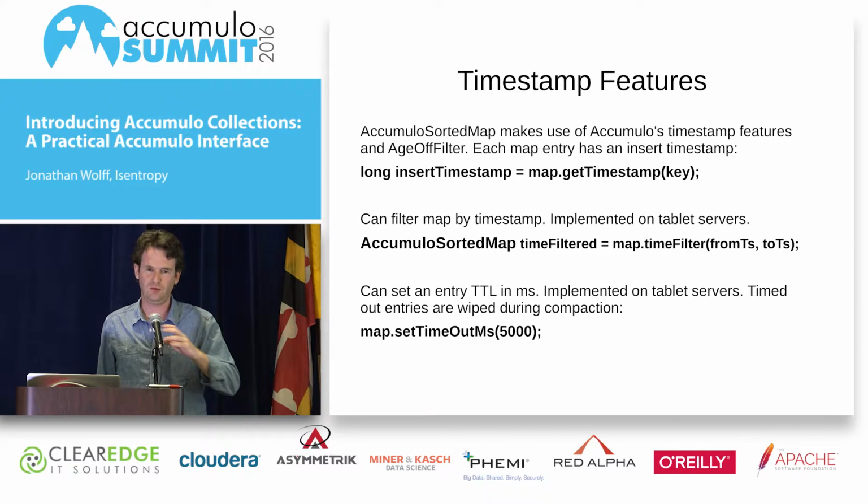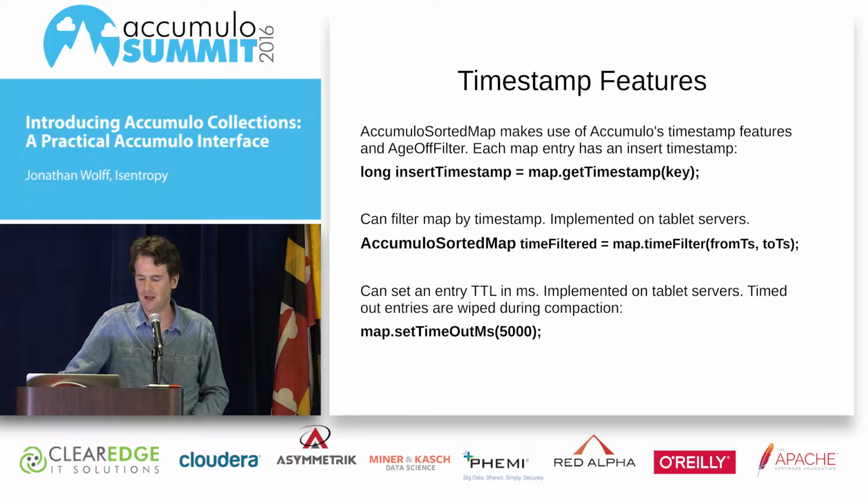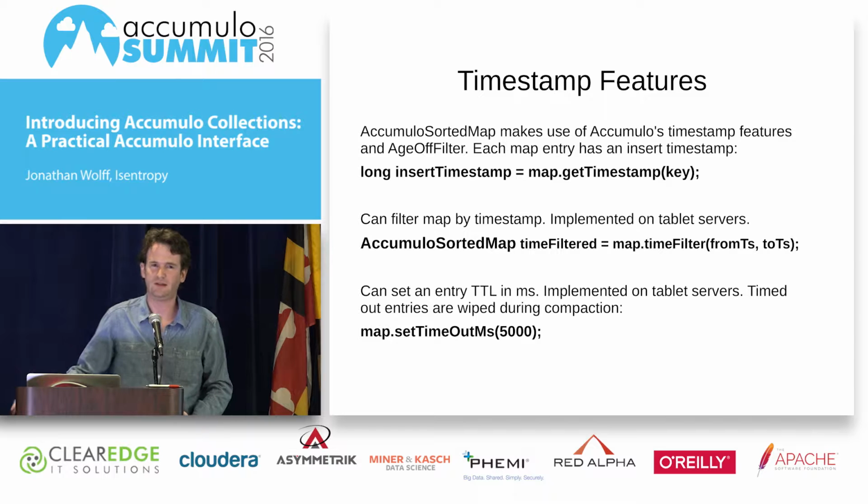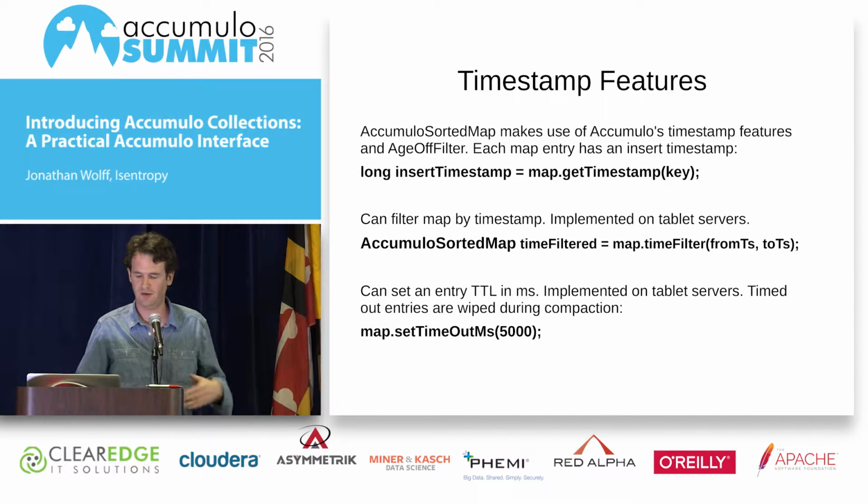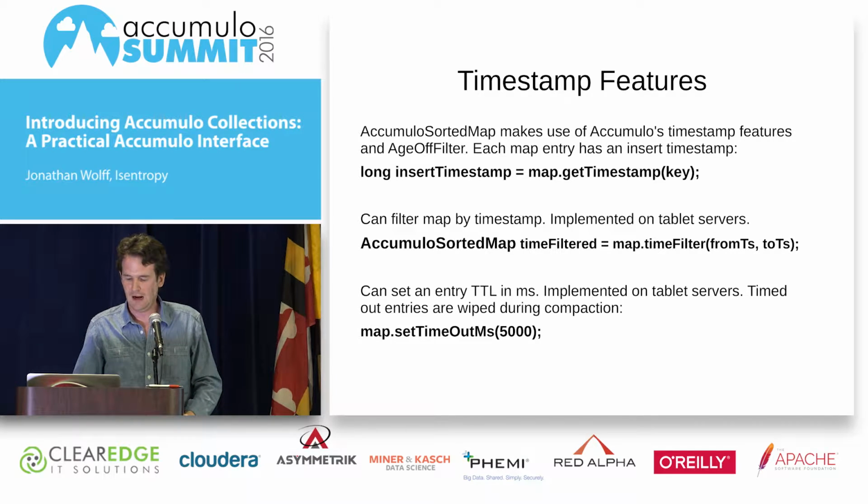So in addition to the SortedMap interface, there are a host of other features I'll get into right now. So one is just timestamping, right? You can look at the insert timestamp of an element, and this uses Accumulo's internal timestamp. You can filter. There's a timestamp filter, so you can easily just filter, and that of course is another sorted map, another Accumulo sorted map. So you call that method, and then you can keep chaining these filters and transformations on it.